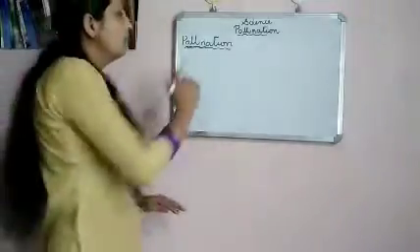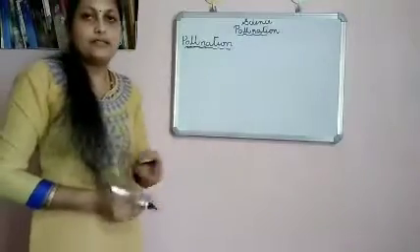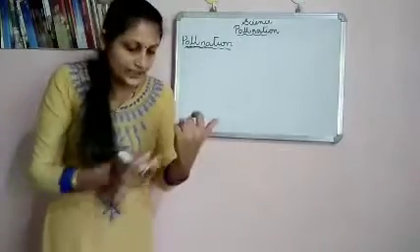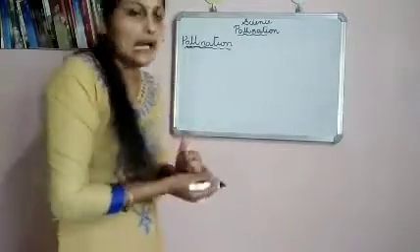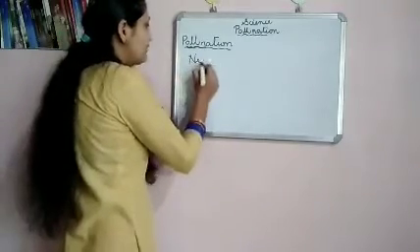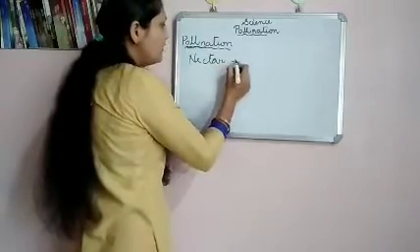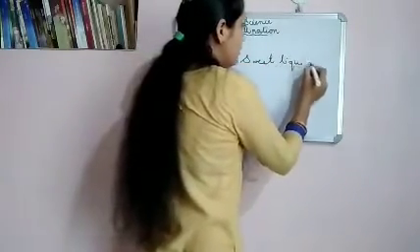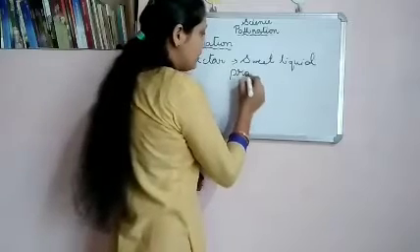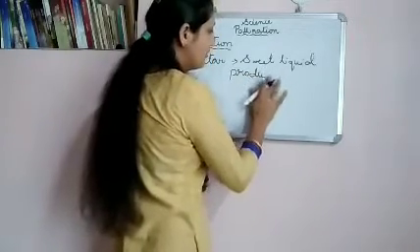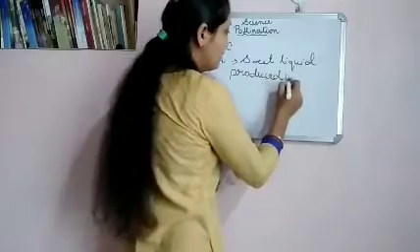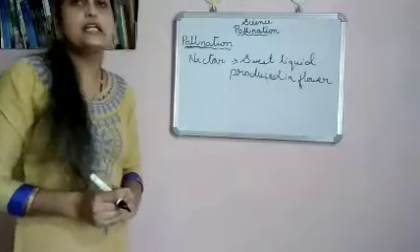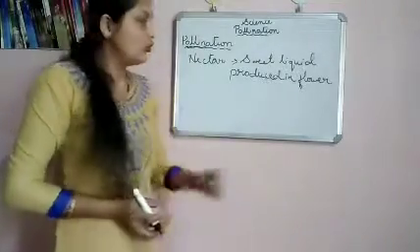Here, what happens is these flowers produce a sweet liquid called nectar. Nectar is a sweet liquid produced in the flower.